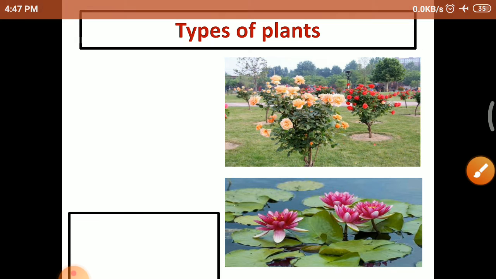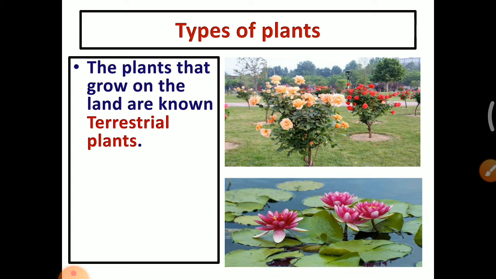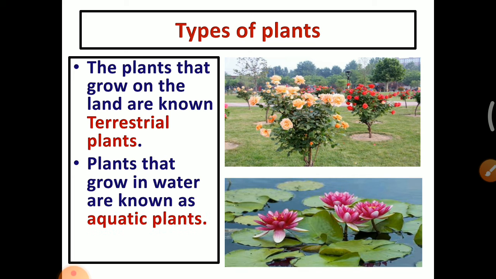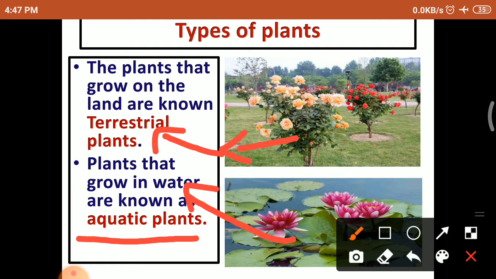From this we can say there are two types of plants. The plants that grow on the land are known as terrestrial plants. The plants that grow in water are known as aquatic plants. So here the rose grows on land, so the rose plant is called a terrestrial plant. And the lotus grows in water, so the lotus is called an aquatic plant.